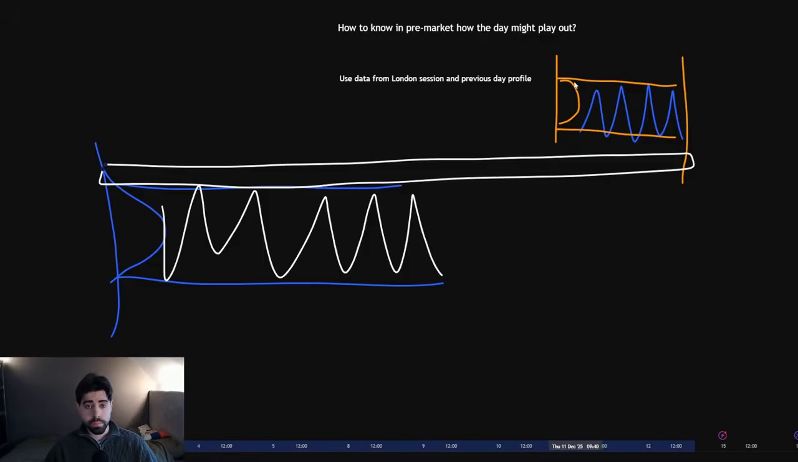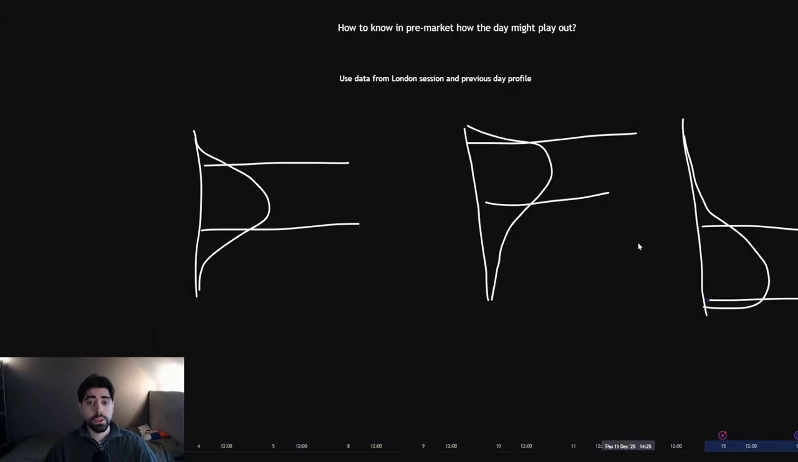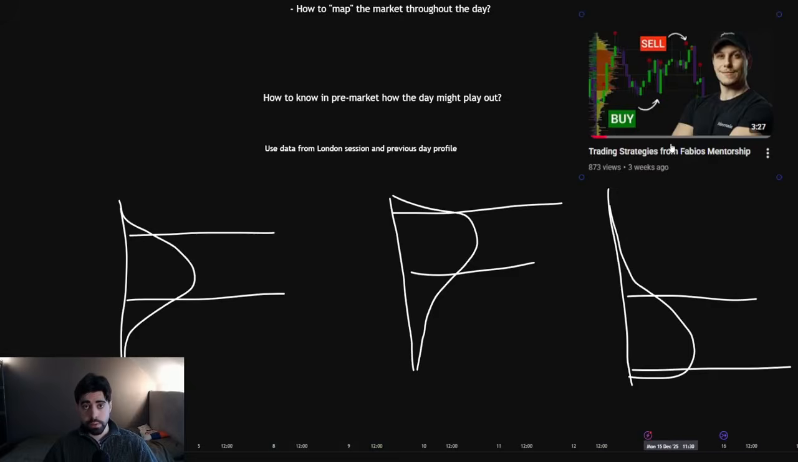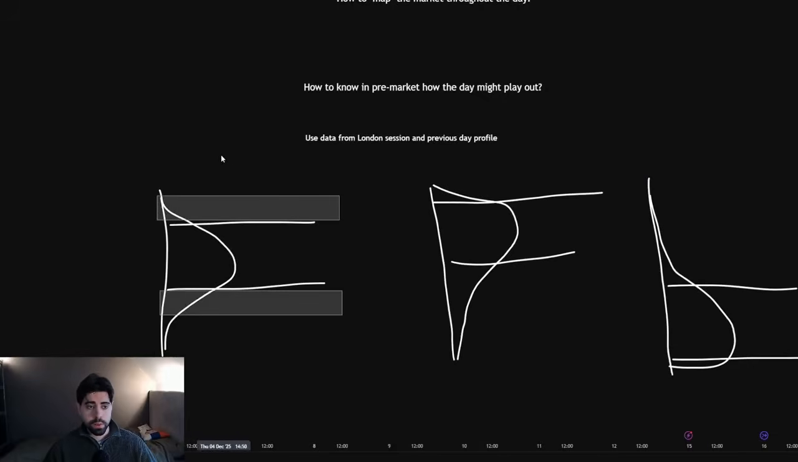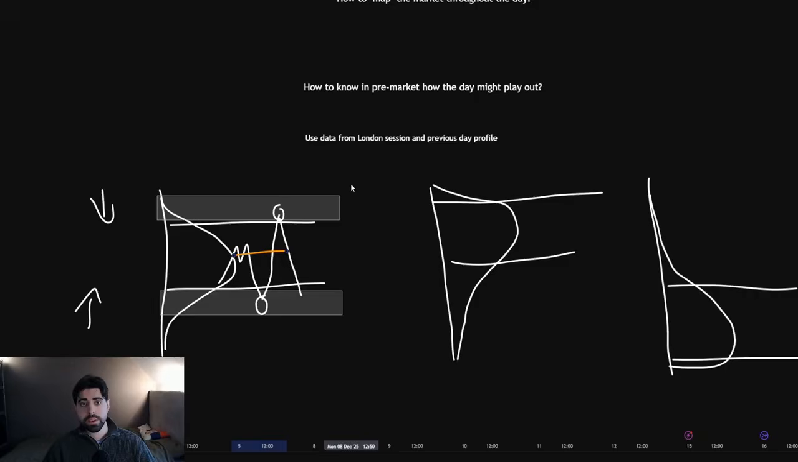But in regards to the pre-market profile, which is this one, they look different every day. They can look like this. I made a video about it before. You can watch this video where I go more in depth into how you can trade them and what they mean. But in short, the first one is a balanced one, meaning you want to fade the lows, fade the highs, and then basically play the range. And the lows and highs are the value area high and value area low.